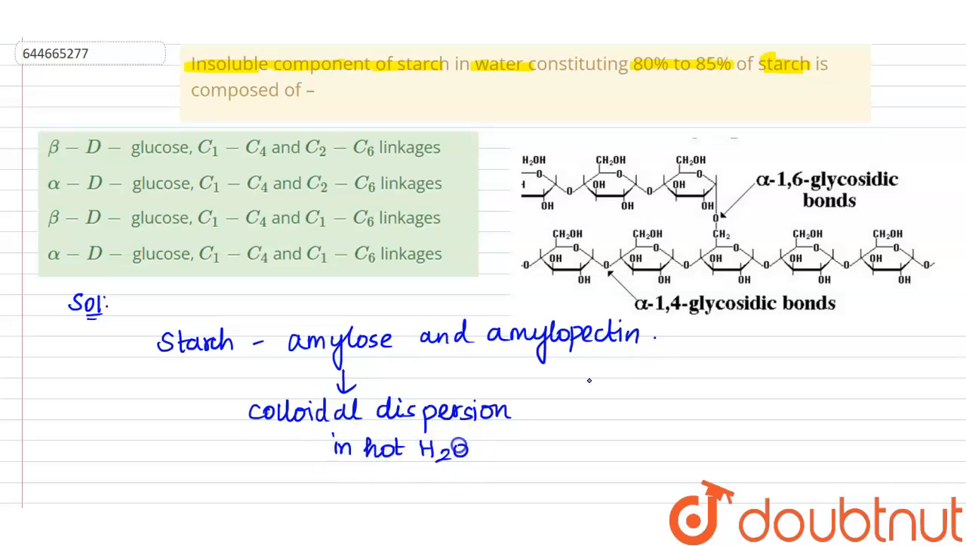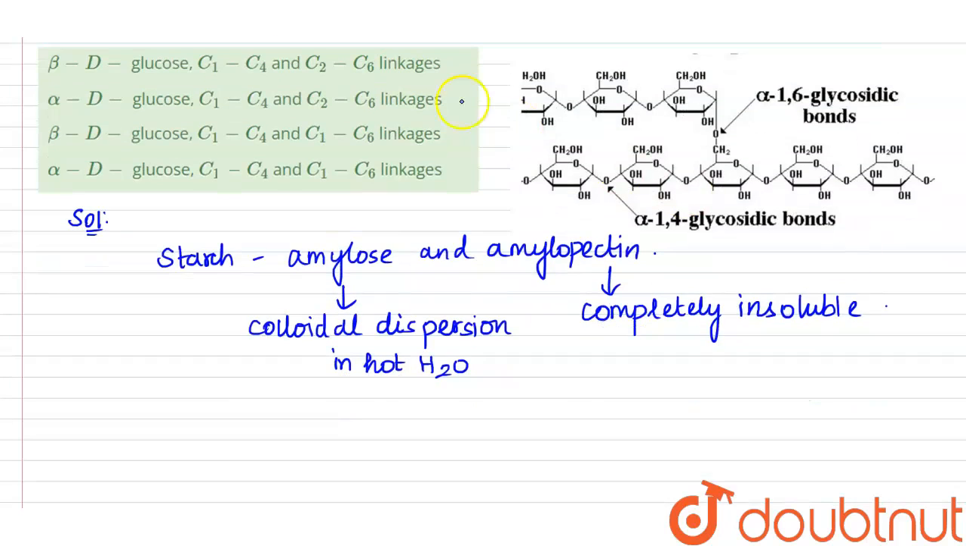And amylopectin is completely insoluble in water. So in the question we have to note the insoluble component of starch. Here in starch, the completely insoluble component is amylopectin. So the first hint we got is amylopectin, because the insoluble component in starch is amylopectin, not amylose. Amylopectin constitutes 80 to 85% of starch.